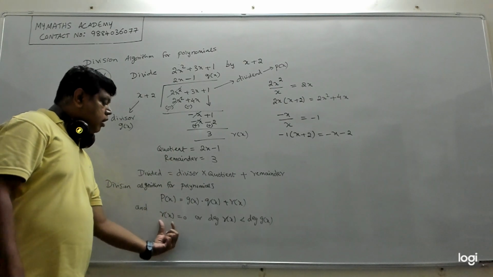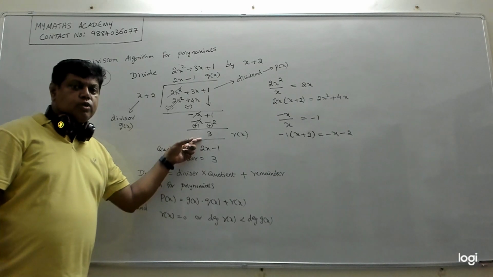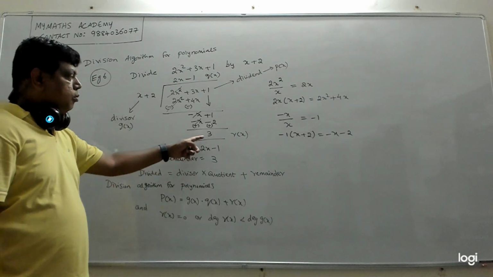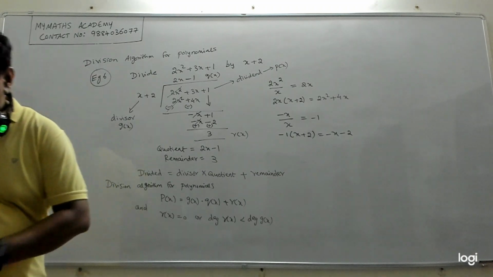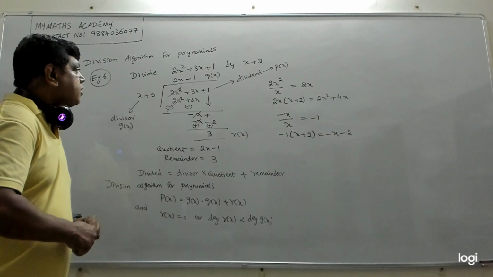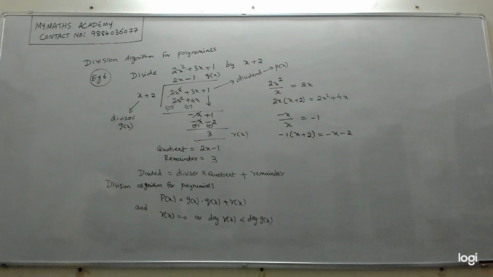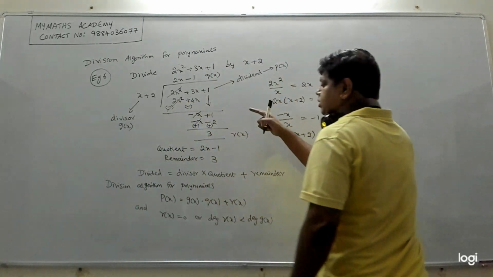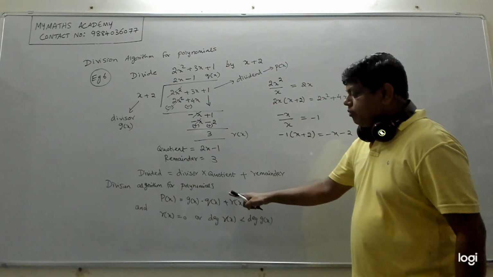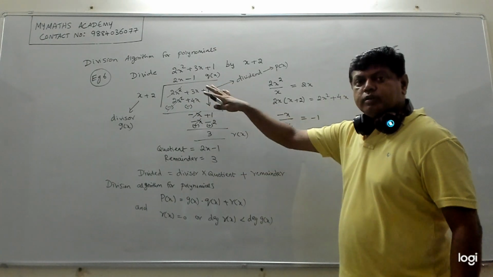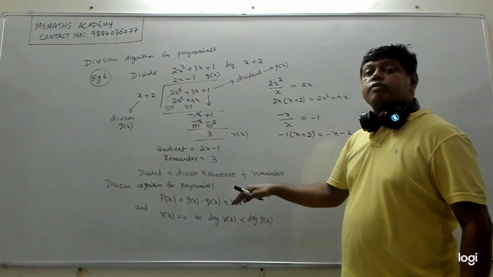Or sometimes your r of x may become 0. If r of x is 0, then we can't talk about the degree, because degree is not defined for a 0 polynomial, which you would have studied in an earlier class. So now we will verify the division algorithm for this. We have done the division, right? For this particular case, let's try to verify the division algorithm. If they ask you to verify the division algorithm, we need to verify these 2 points.